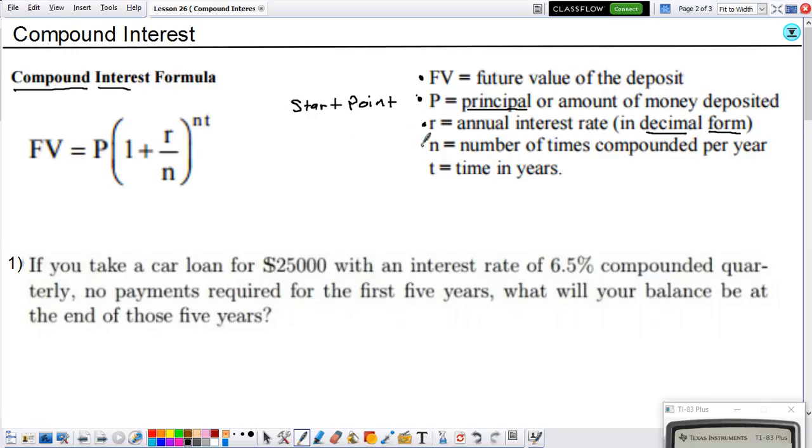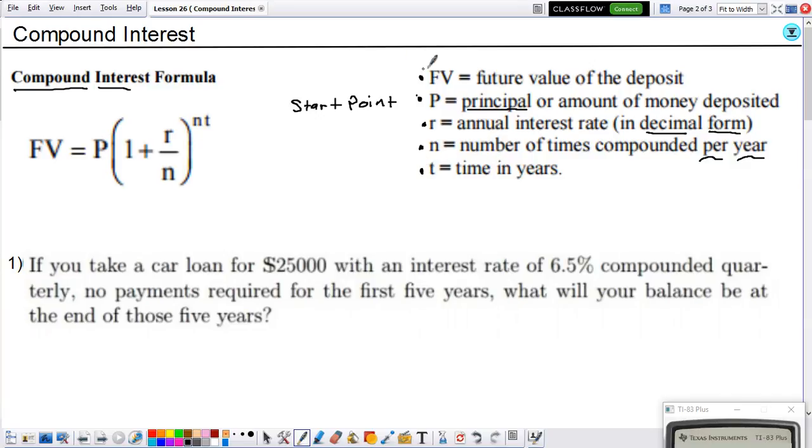Now moving on to the next variable, n is the number of times compounded per year. This is always going to be given to you in the problem. You just need to identify it and plug it in. It's how many times the event happens per year. So it's pretty important to point out that it's per year. And t is the easiest variable to remember, which is time.